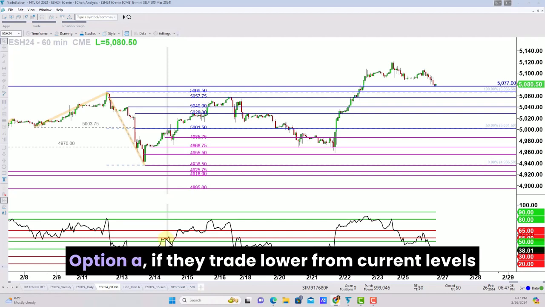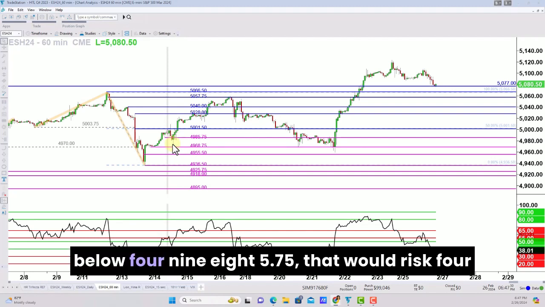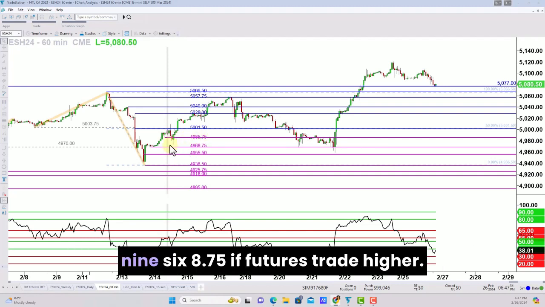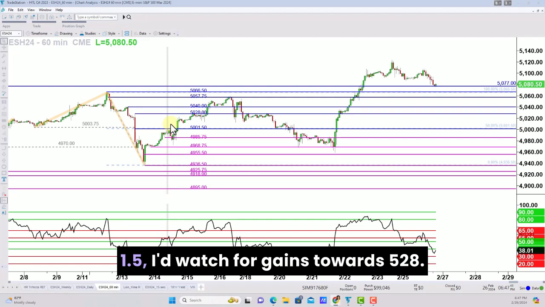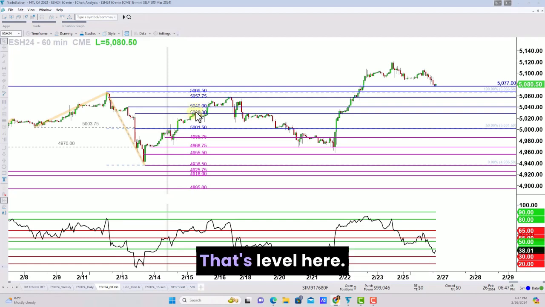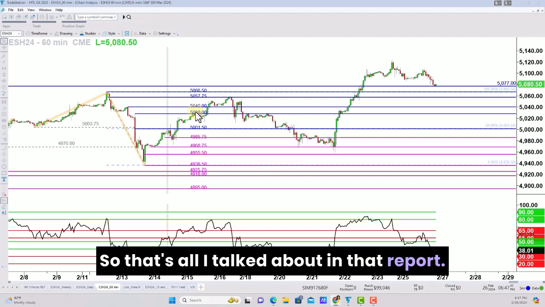Option A, if they trade lower from current levels, below 4985.75, that would risk 4968.75. If futures trade higher, so this is option B, above 5001.5, I'd watch for gains towards 5028. That's level here. So that's all I talked about in that report.